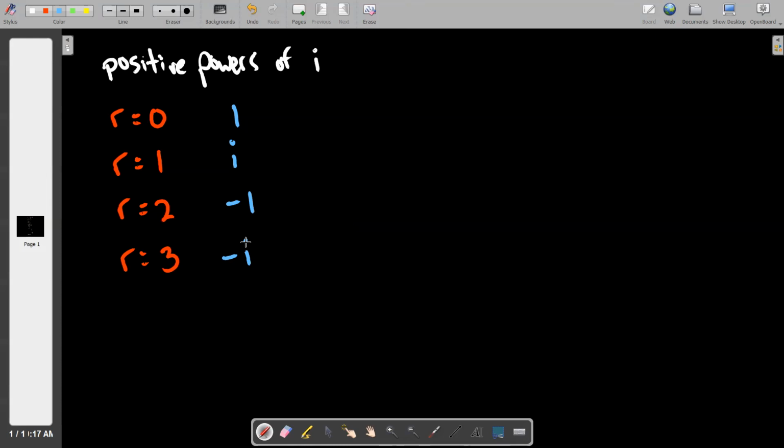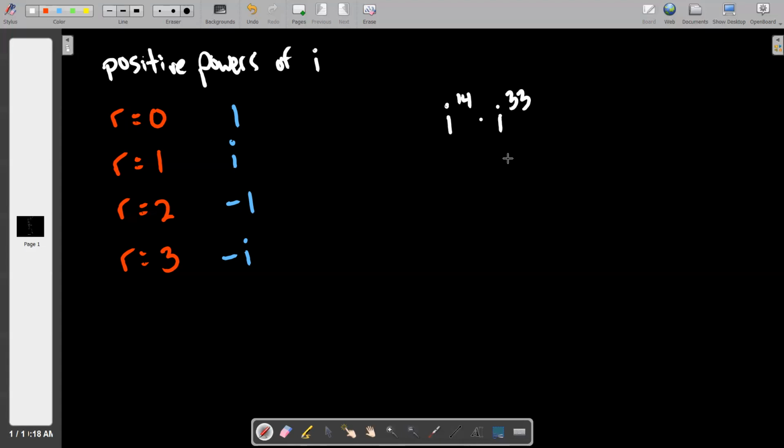Good? The only other little addendum to this, and don't let it bother you, is you're going to see some problems that look like this. Let's say we had i to the 14th times i to the 33rd. How would we figure this out? You don't have to figure out each one. What's the trick? You can add the exponents together. Good. So there it is, cat's out of the bag. Take the two powers of i and just add the exponents together.